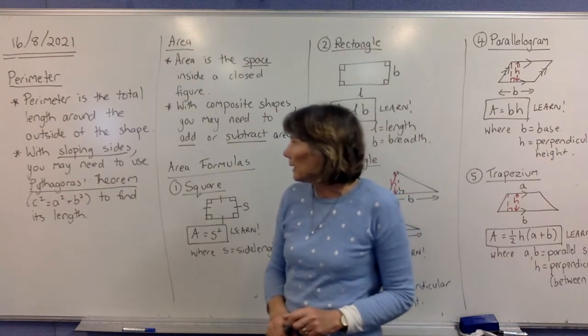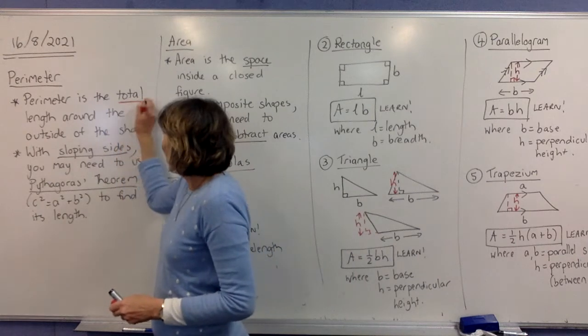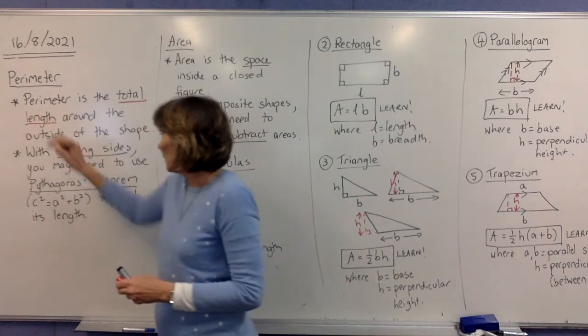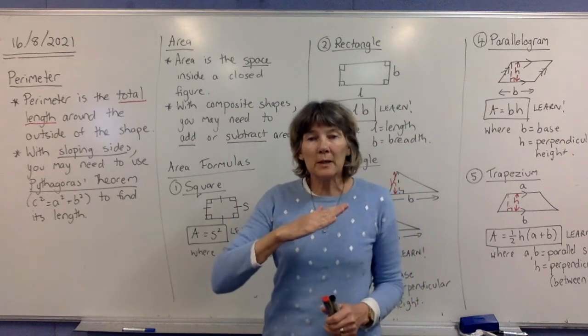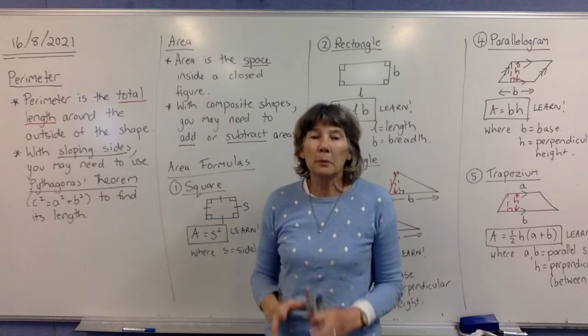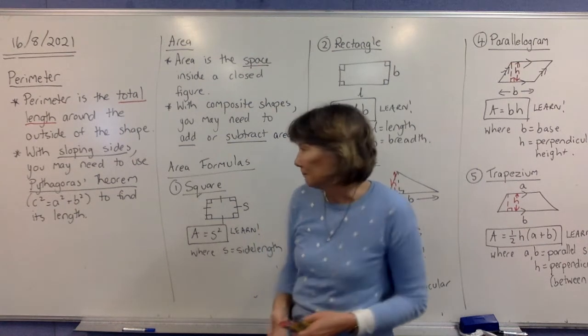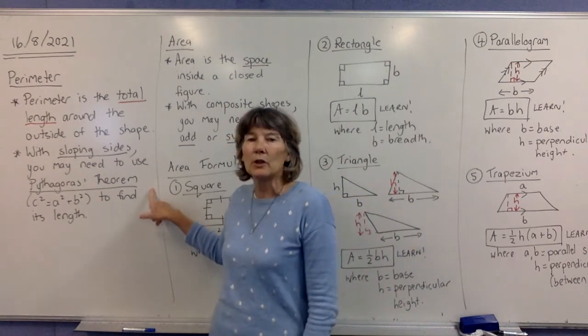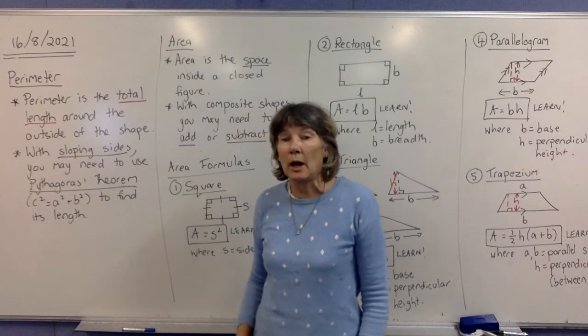Alright, so perimeter is the total length around the outside of a shape. You should know that already. Any sloping sides that you need to find are probably going to be the hypotenuse of a right-angled triangle. Okay, so you'll probably be using Pythagoras' theorem to be able to get that sloping side.